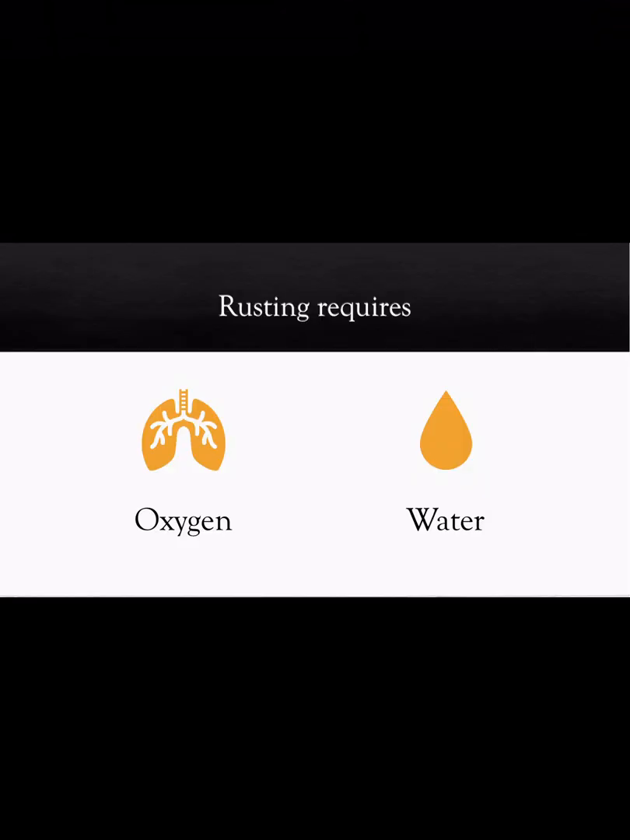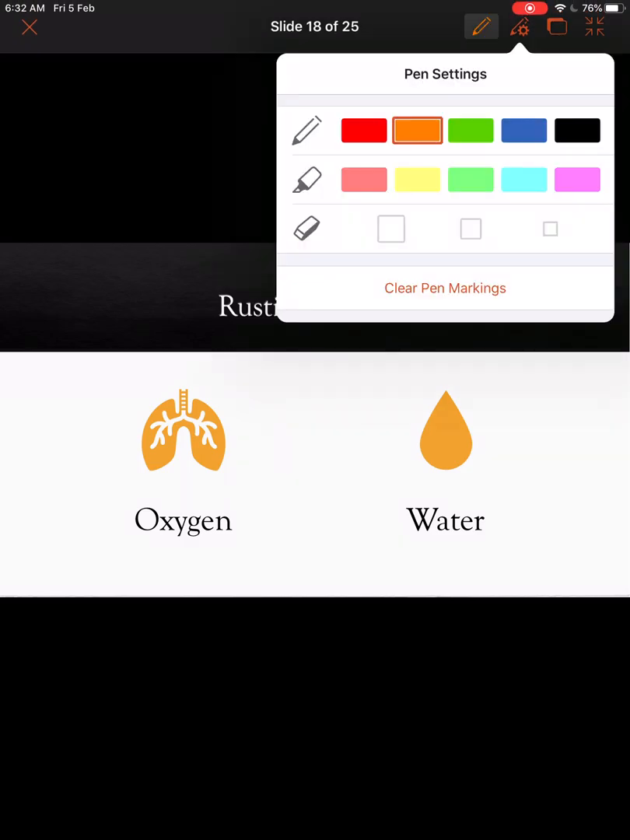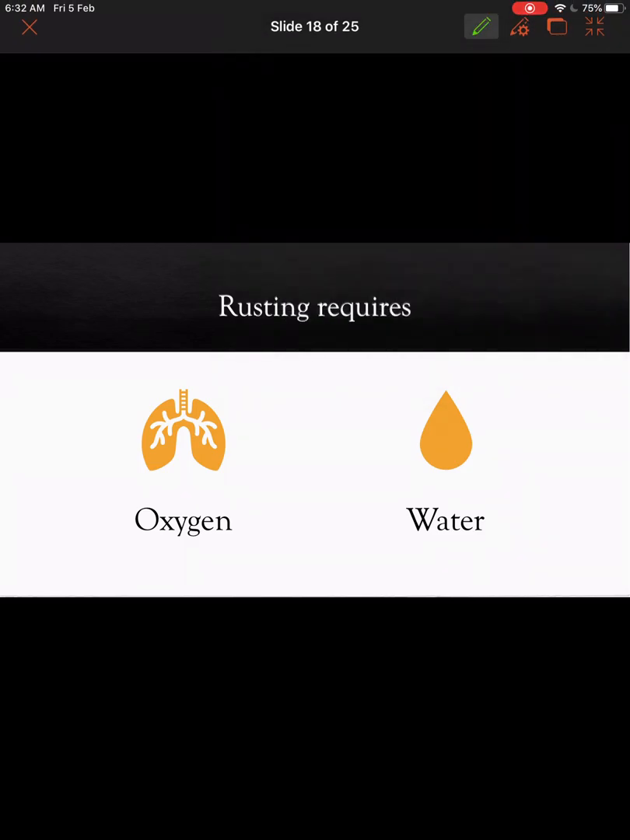Alright, so rusting requires oxygen and water. If any one of these is absent, rusting may not occur. Mesti ada kedua-duanya. Oxygen acts as an oxidizing agent. So oksigen dia akan bertindak sebagai oxidizing agent dalam sesuatu rusting tu.